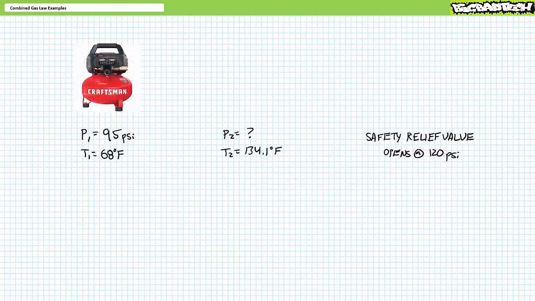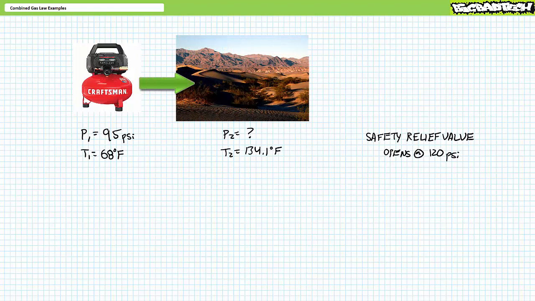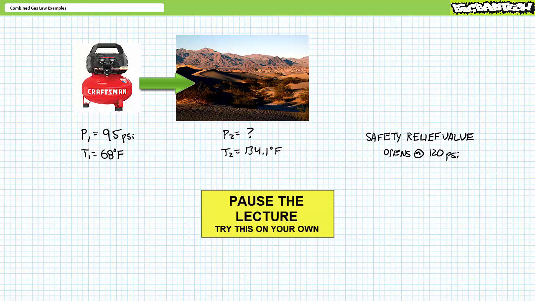Problem 1. Consider a rigid metal receiver pressurized to 95 psi in a 68-degree Fahrenheit workshop, then brought out to a job site at Furnace Creek Ranch in Death Valley, California, and left in the hot sun, reaching a temperature of 134.1 degrees Fahrenheit. Let's say the safety relief valve opens at exactly 120 psi. Does the safety relief valve blow? To see if it does or not, determine the pressure in the receiver in the elevated temperature condition. We're presuming the volume of the rigid metal receiver remains constant. By all means, pause the lecture and try this on your own.